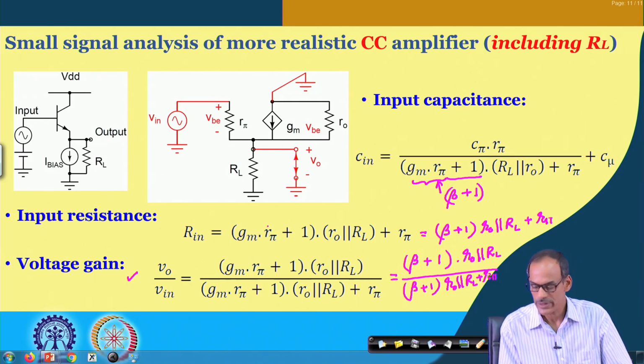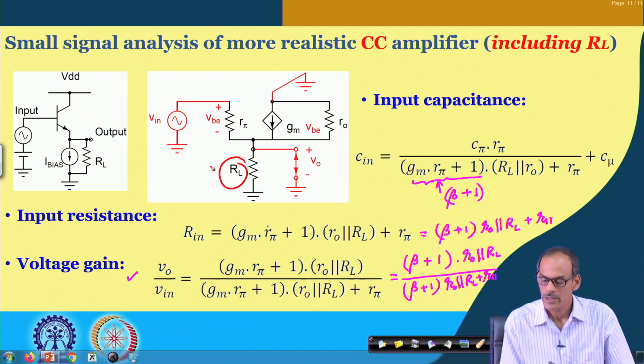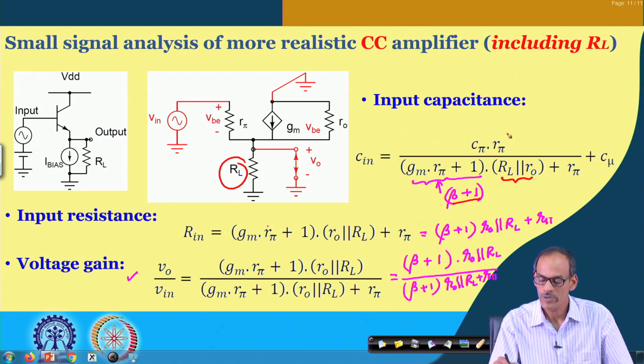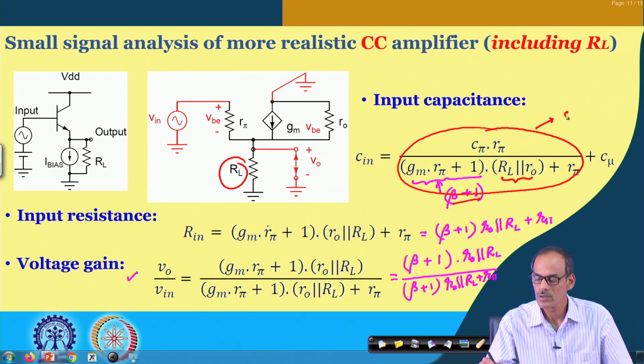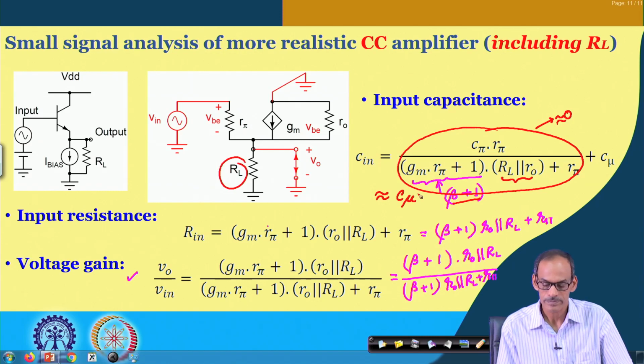For all practical purposes, even if you consider this RL, you can well approximate that this part, after multiplying with beta plus 1, will be very high, and you may say that this part is almost 0 compared to Cμ. As a result, you may say that Cin is practically Cμ.